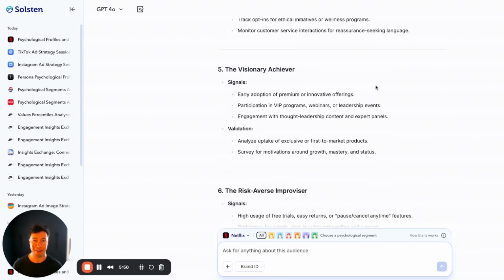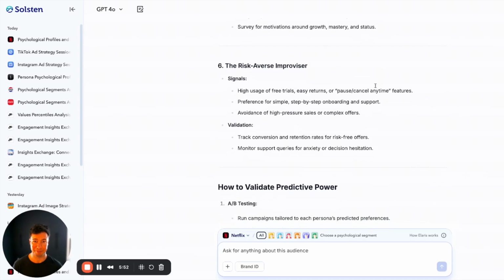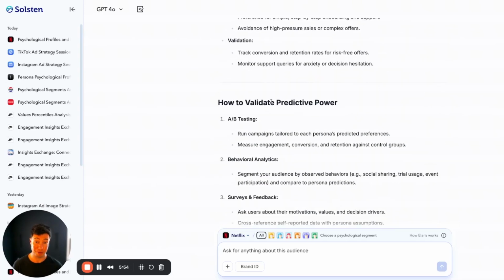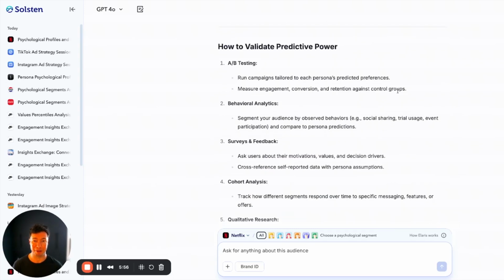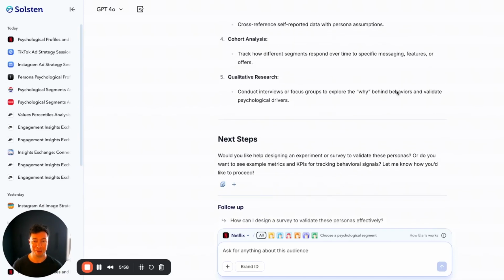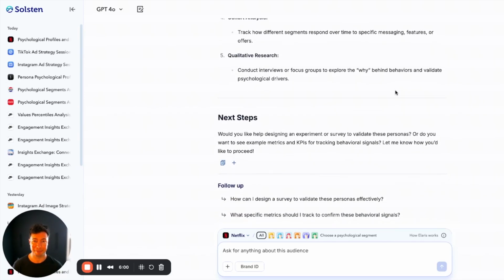So you can test these personas, and it tells you how you would do that, how to validate predictive power. It also gives you some next steps you can take.